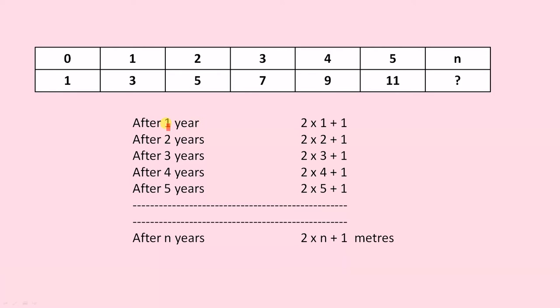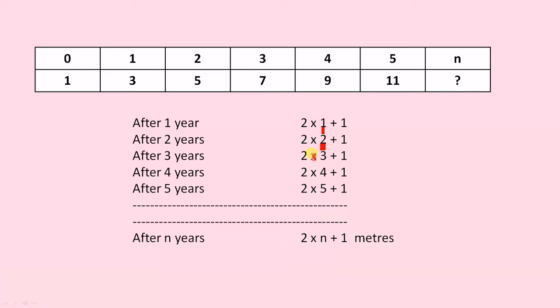So if we look after 1 year, remember the height is 3. Now the way to obtain 3 by using the year, 2 times 1 plus 1. That's the year there. After 2 years, it's 5 metres high. 2 times 2 plus 1. So these numbers here, that one and that one, they represent the years.